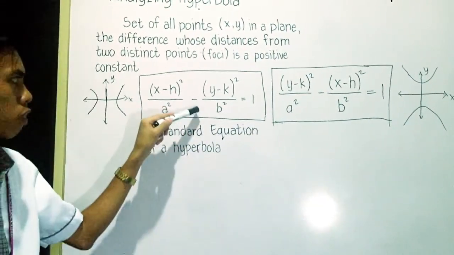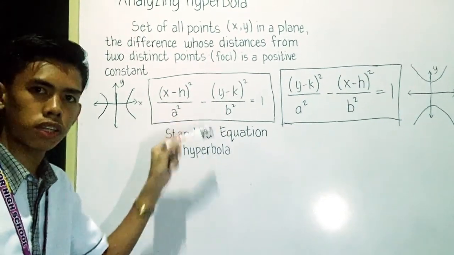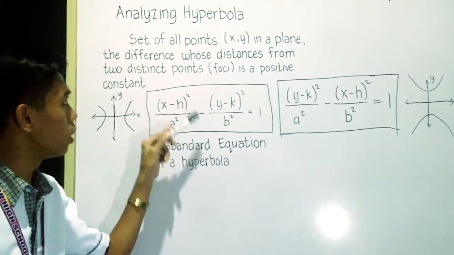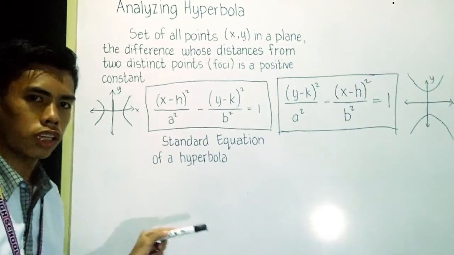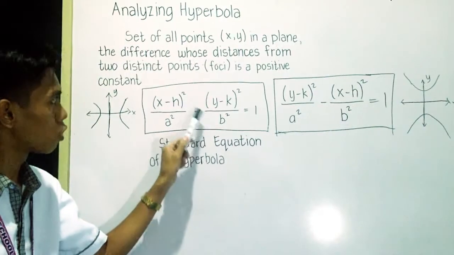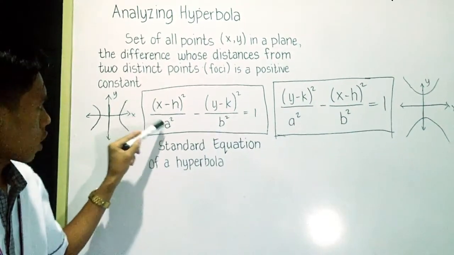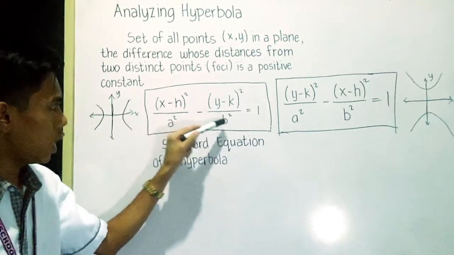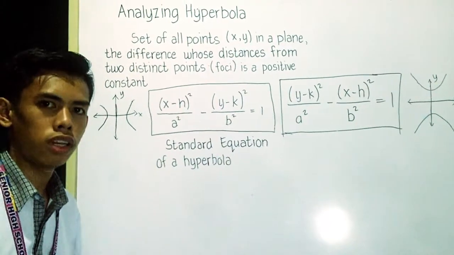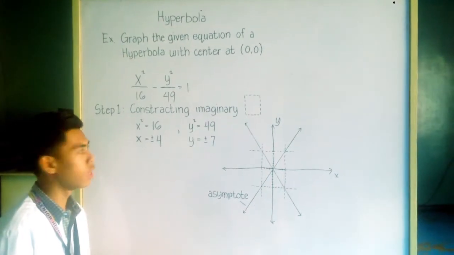It is quite familiar because it looks like the equation of an ellipse, and you are correct, because the only difference between the hyperbola and the ellipse is the sign. For a hyperbola, it is x term minus y term is equal to 1. For an ellipse, it was x term plus y term is equal to 1. And that is the difference between the two. So now we're going to learn how to graph a hyperbola.